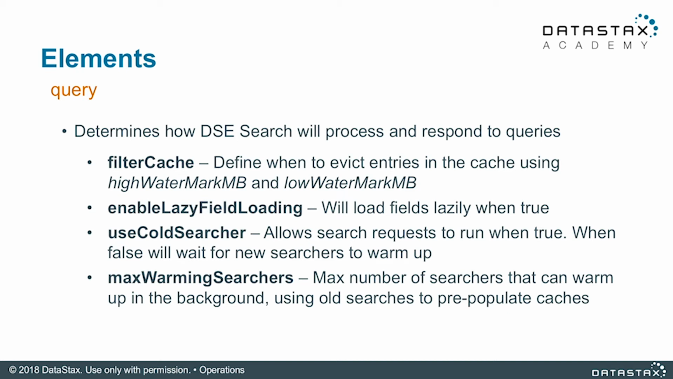The setting Max Warming Searchers specifies the number of searchers that may be warming up at any given time. There will be more searchers warming up as the frequency of soft commits increases. And if the number of searchers trying to warm up exceeds the max, DSC search will start to return errors.